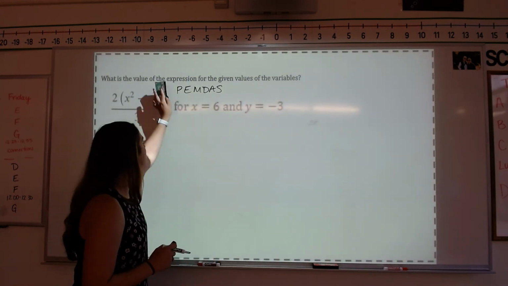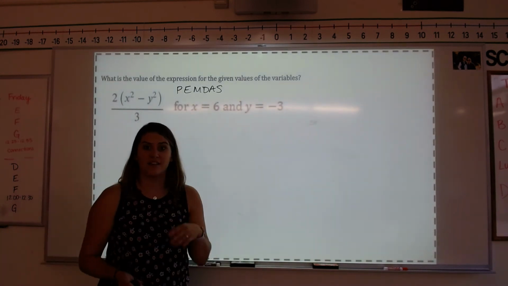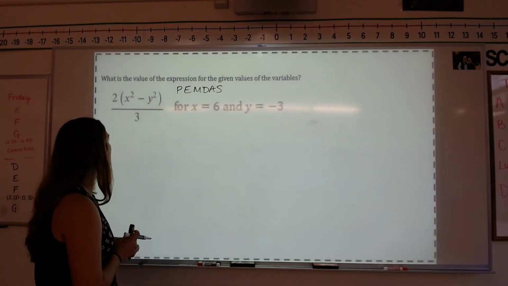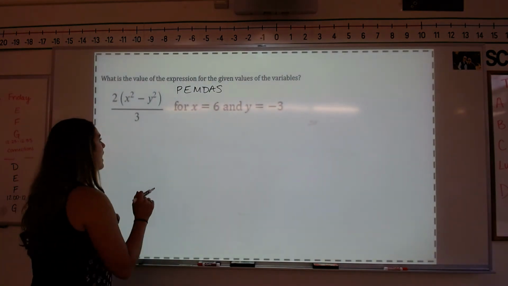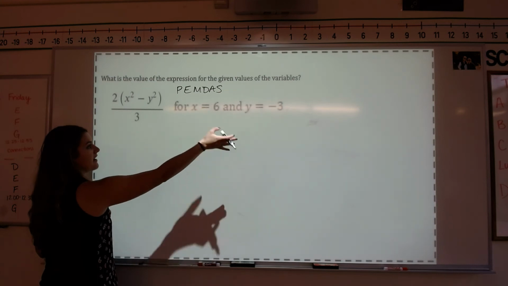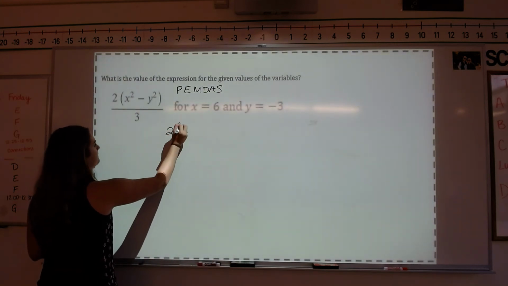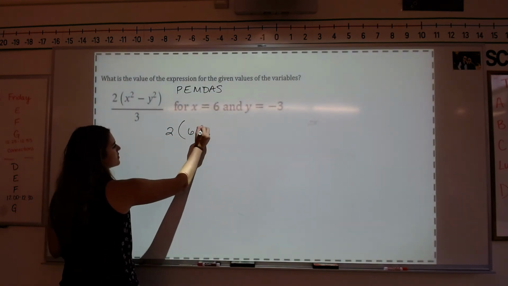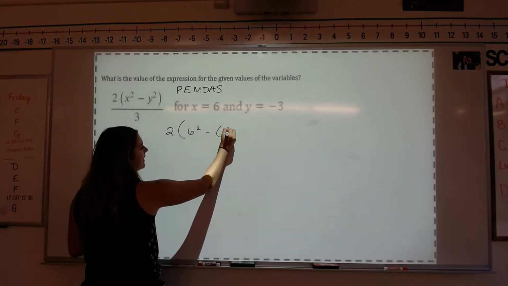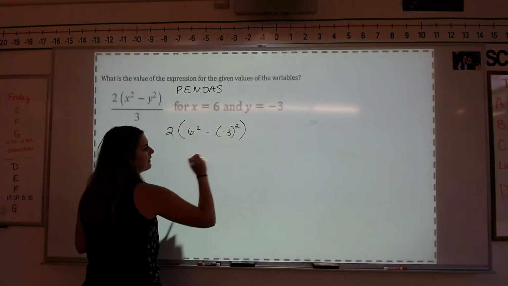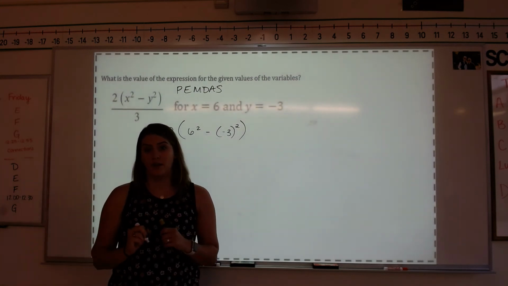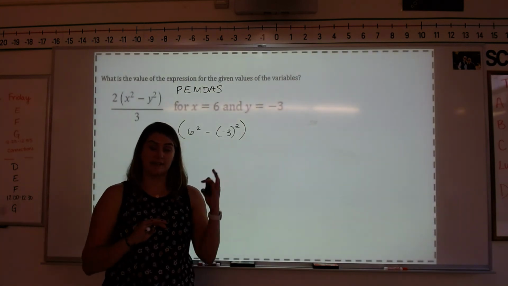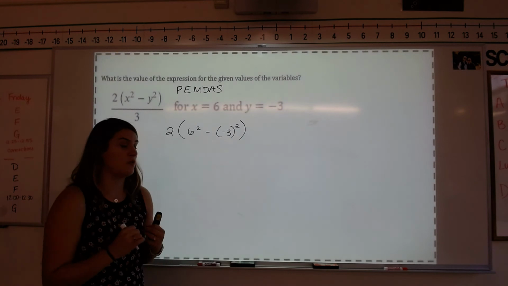All right, for the next one, I'm just going to leave that because it fits there and we want to remember PEMDAS. Here we do have some exponents that we need to be aware of. I'm going to again plug in 6 for x and -3 for y. So I get 6 squared minus, now I'm going to put my -3 in parentheses because when you square a negative, you want to make sure that you're squaring the negative sign as well. Okay, because a negative times a negative should give you a positive.